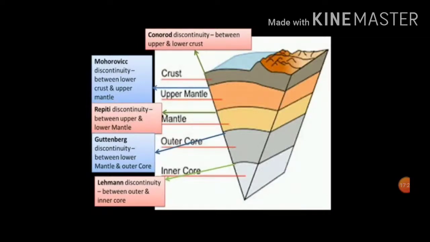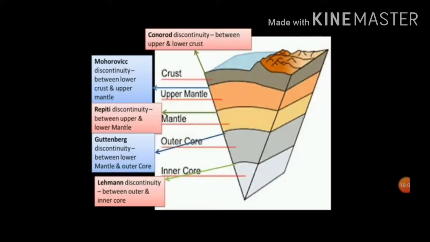The discontinuity between the crust and the mantle was discovered by Mohorovicic, so it is called the Moho discontinuity. Then there is a discontinuity between the mantle and the core, which was discovered by Gutenberg, and so it is called the Gutenberg discontinuity. Lehmann was the one who found the discontinuity between the outer core and the inner core.